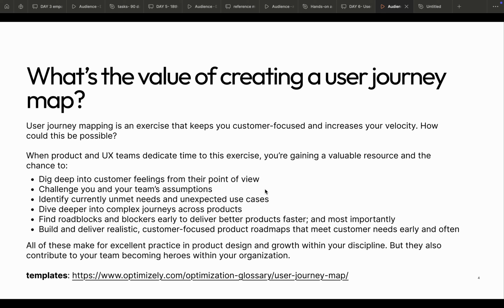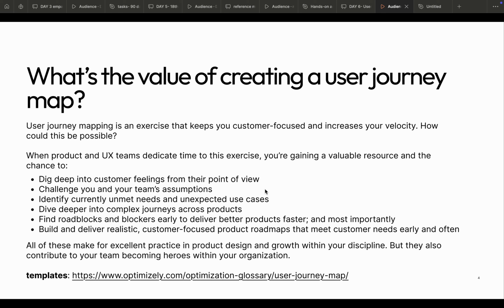So we have to see whether we have any blockers, so that if there is any problem, if there is already a problem in our app, then we can't deliver an early experience or a better experience for the users, right? So it should also be realistic, and it should be focused on the customers. So it should be user centric.